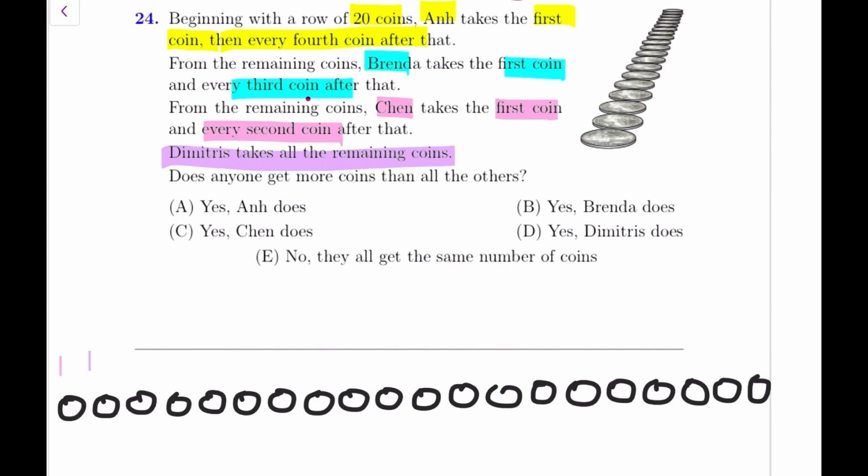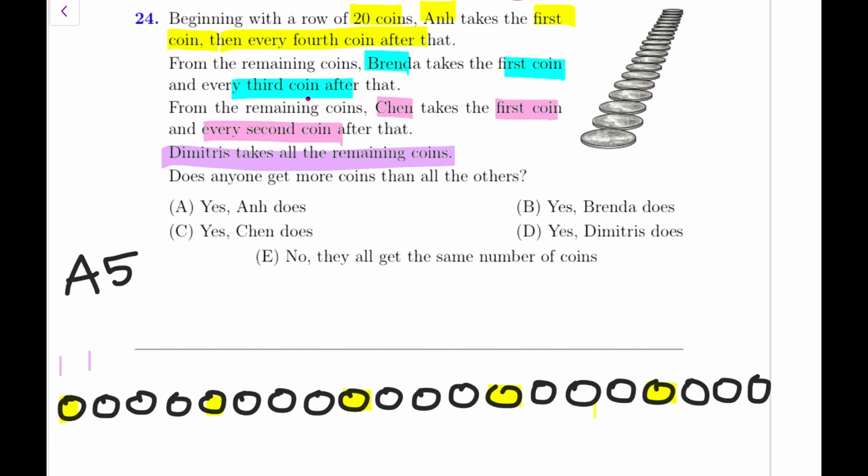All right, let's start with Anne because she's the first one to go. She takes every 1st and the 4th coin. So let's mark the coins that Anne takes. She takes the first coin and the 4th coin. 1, 2, 3, 4. She takes this coin, and then the fourth one, and this one, and then this one, and then she can't take any other because there's no fourth left after that. So Anne got to take, how many coins for Anne? 1, 2, 3, 4, 5. So Anne got 5 coins.